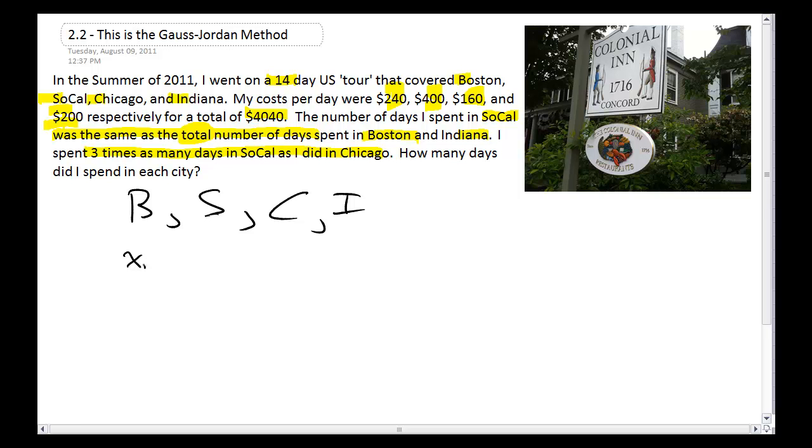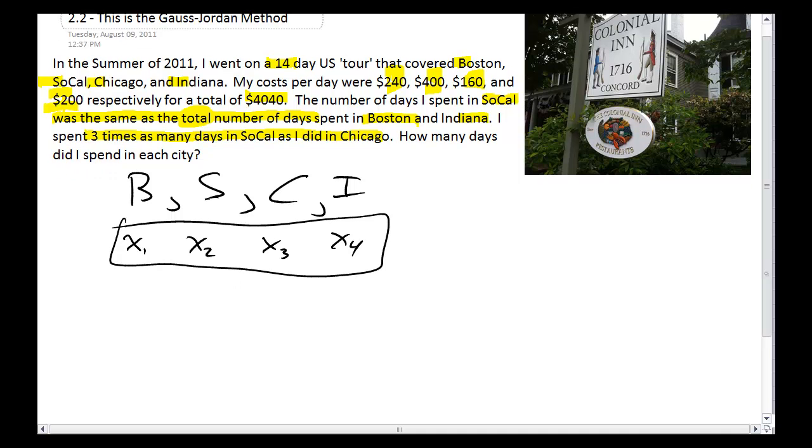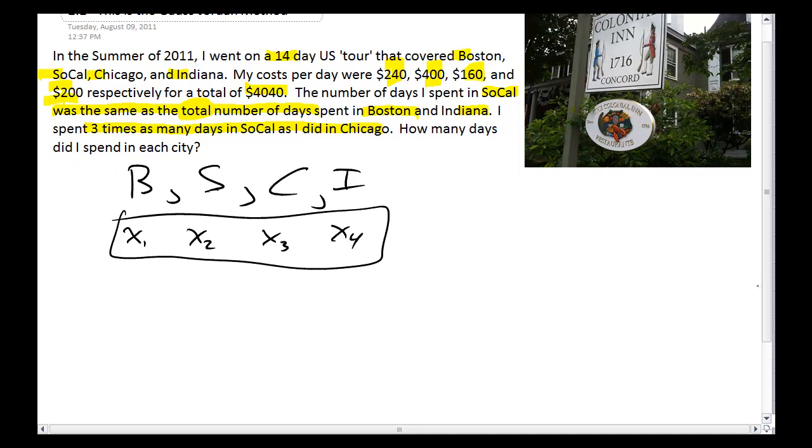I could give these letters a more grown-up mathematical name: X sub 1, X sub 2, X sub 3, X sub 4. I'm going to stick with the BSCI just for now. But I just want to point out that all these equations that I'm doing, I could have done like this. We did the addition method before for solving some word problem stuff. We don't want to do the addition method anymore. I'm going to have 4 equations because I have 4 unknowns.